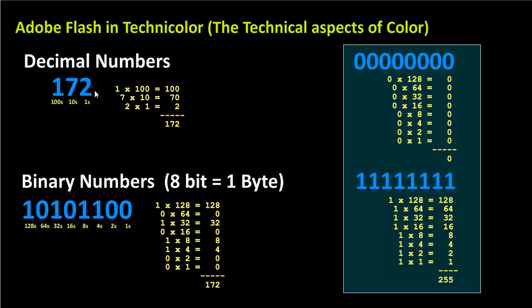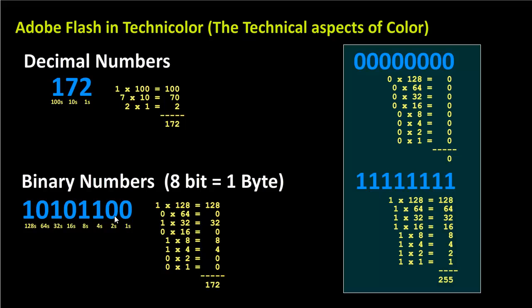And each one of these digits can have a value between 0 and 9. A base 10 system, thus we call it decimal. So that number 172 is 1 times 100 plus 7 times 10, which is 70, plus 2 times 1, which is 2, and we get 172. We can represent that same number in a binary system where each digit is either 0 or 1. And here is an 8-bit binary representation, and 8 bits of course is 1 byte.